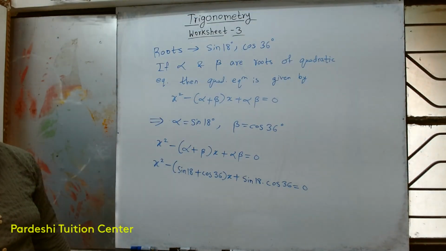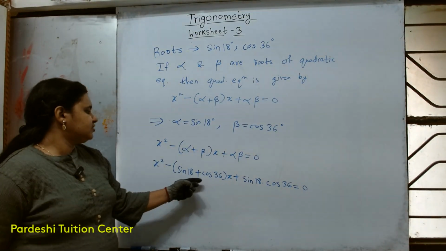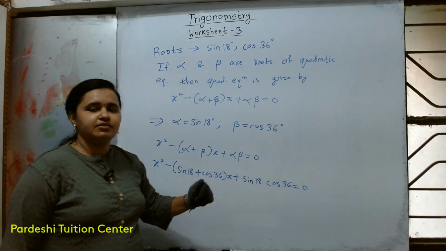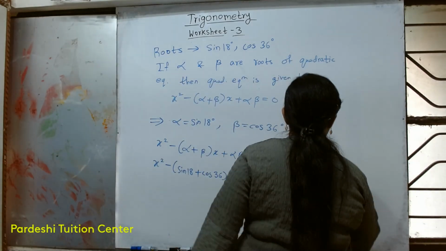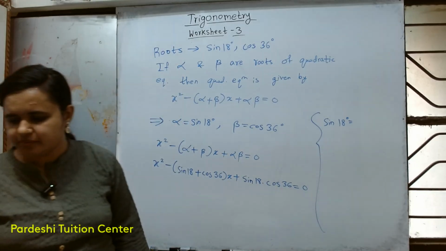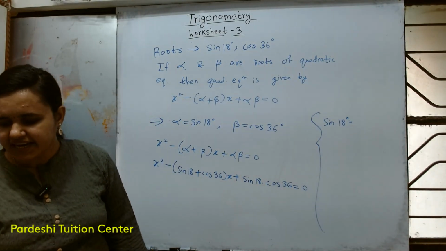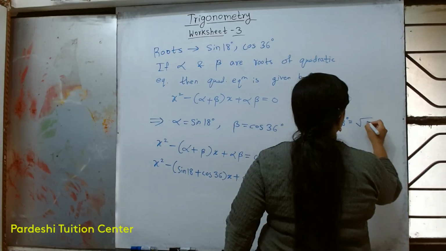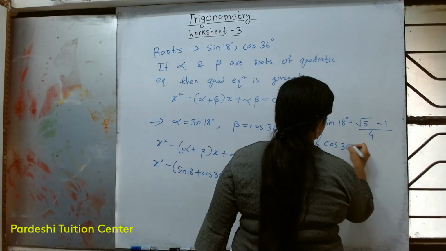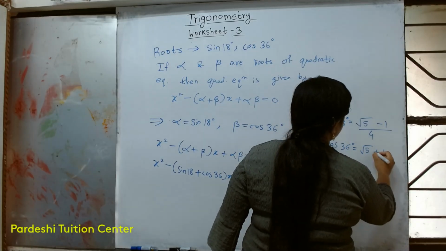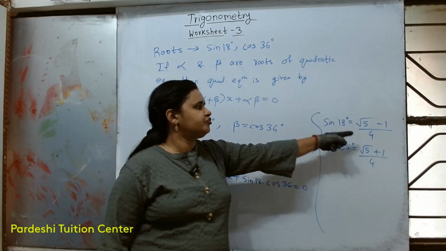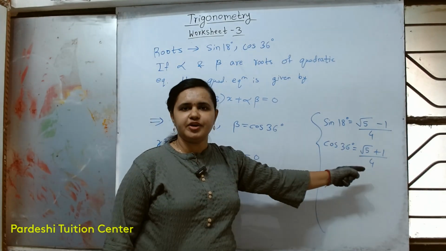Now, do you remember we have just written the values of sin 18 and cos 36 in the first lecture? It is a fixed value. If you learn it, it will be suitable for you to solve the examples. Okay. Sin 18 is root 5 minus 1 by 4 and cos 36 is root 5 plus 1 by 4. Just learn these values. Okay. Sin 18 is root 5 minus 1 by 4 and cos 36 is root 5 plus 1 by 4.